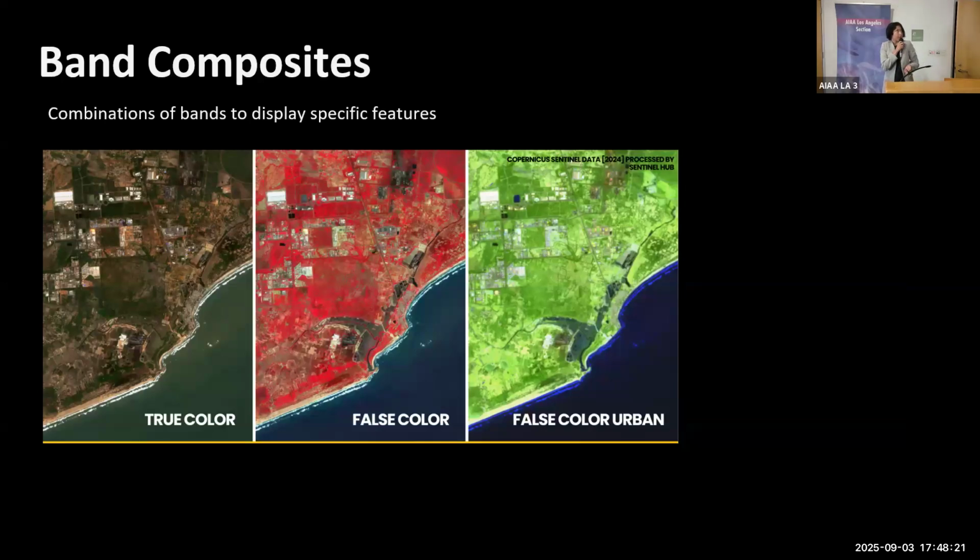Here are some more examples of band composites, which are combinations of bands. You can see a typical true color image, which combines red, green, and blue. There's also false color and false color urban, which are just different variations of band configurations that the satellite utilizes.